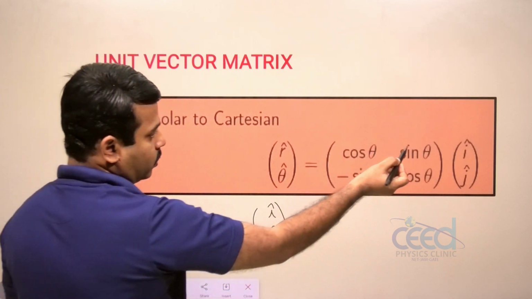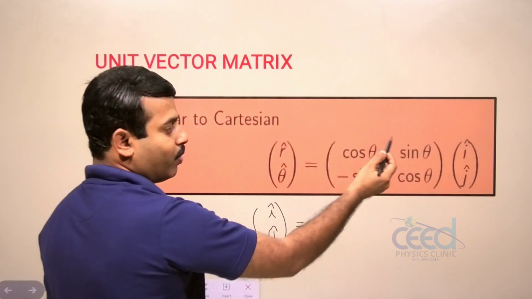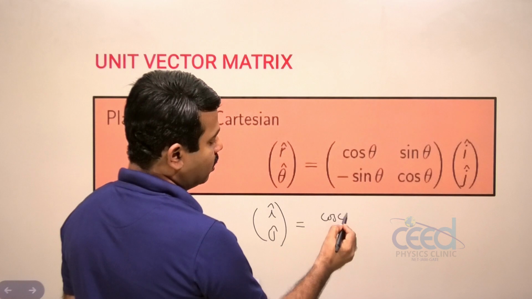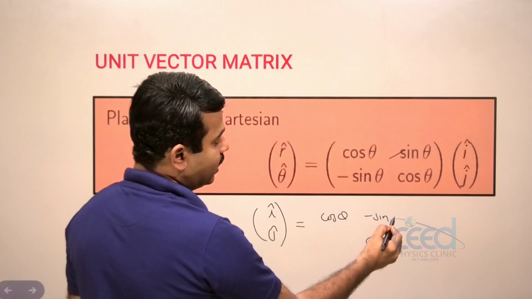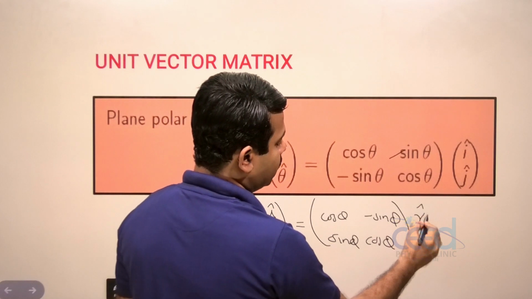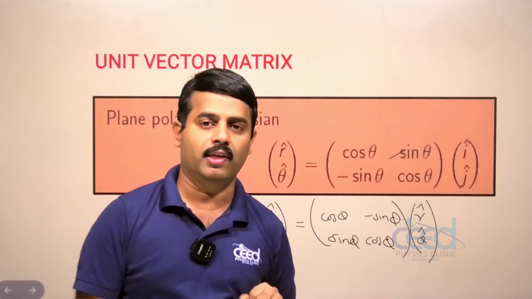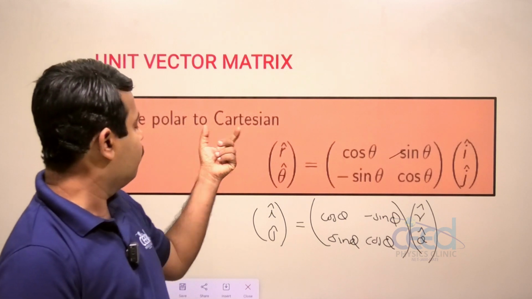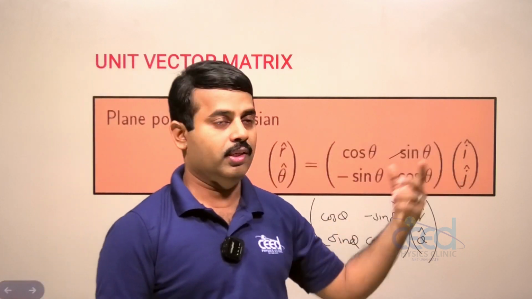That means suppose I am considering this as the x matrix, then its inverse. What is the method to find the inverse of a 2 by 2 matrix? You know, cross this element, that is cos theta, change the sign of the off-diagonal element, so this becomes minus sin theta, this becomes sin theta, right, into, now you can write r cap, theta cap here. So the converse you can write by taking the inverse of this matrix, that is also possible, alright. Now this is regarding plane polar to Cartesian. Plane polar you are converting into Cartesian, right.